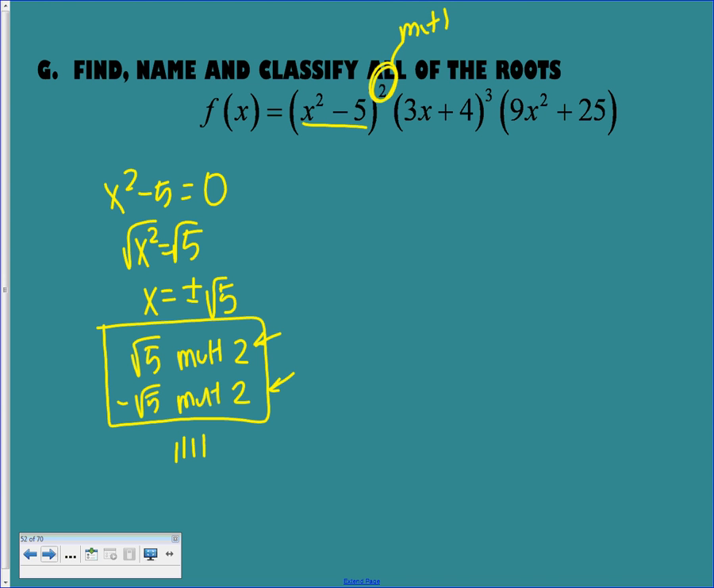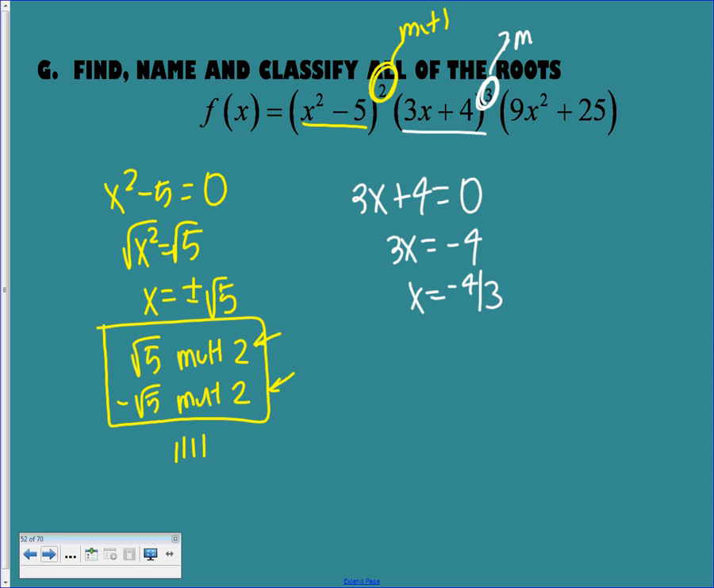The next piece is 3x plus 4 equals 0. I would subtract my 4 and then divide by 3. So I get negative 4/3. Again, this outside exponent means a multiplicity. So negative 4/3 has a multiplicity of 3 this time. If I'm tallying, I've got 3 more here.